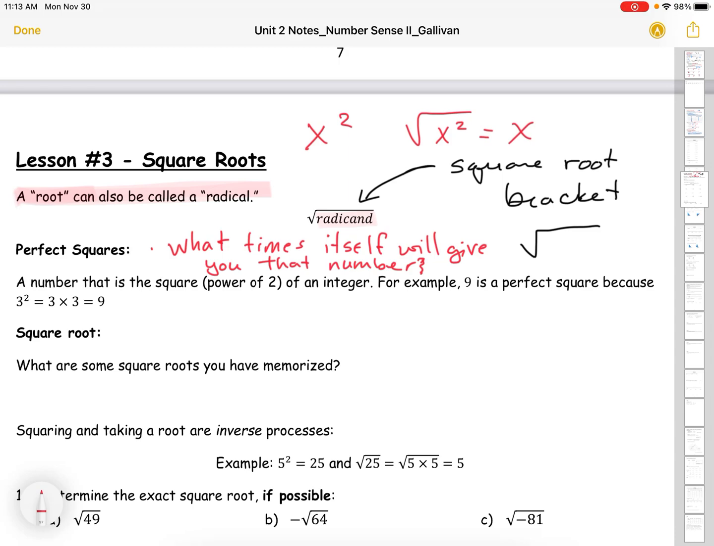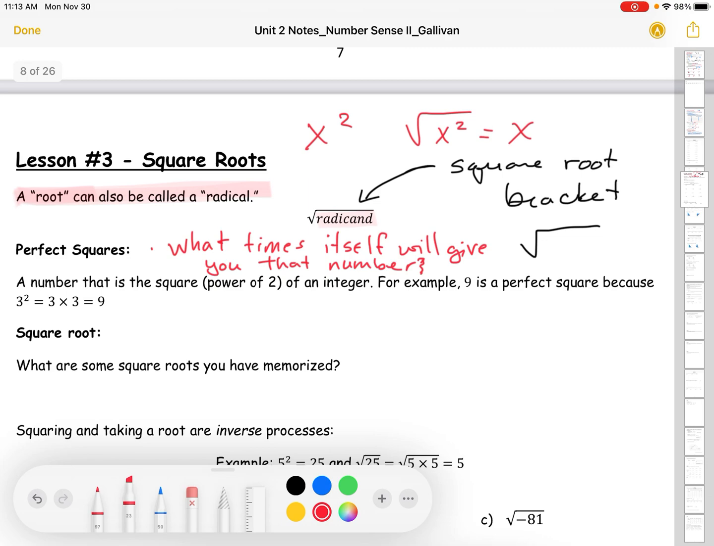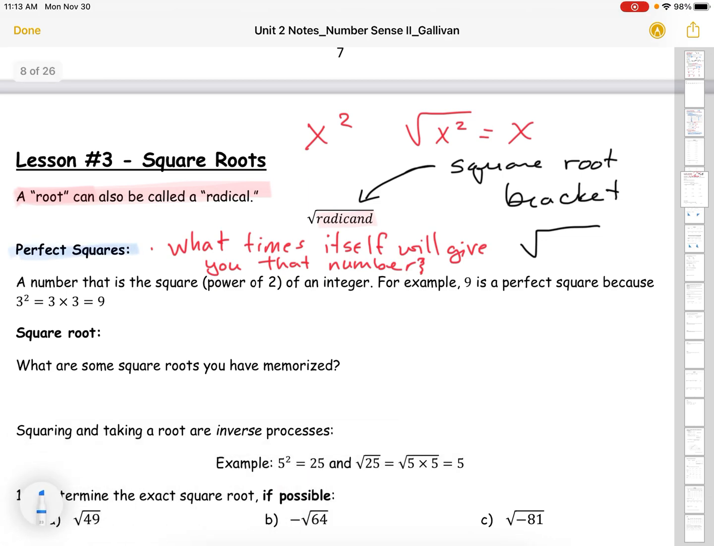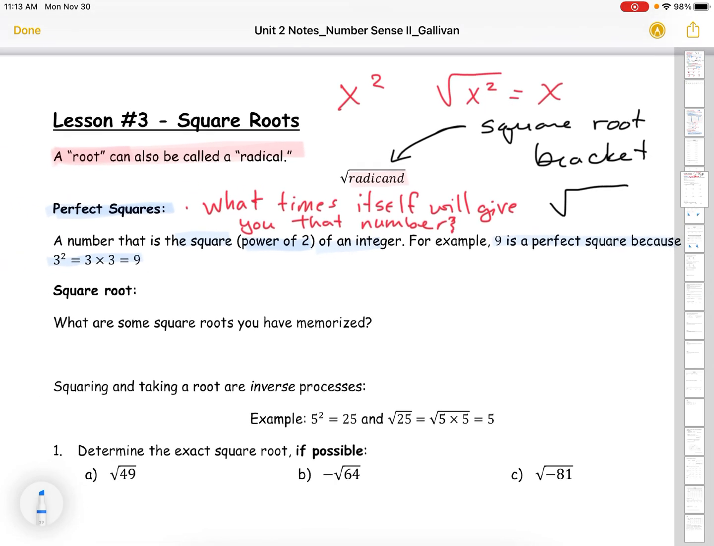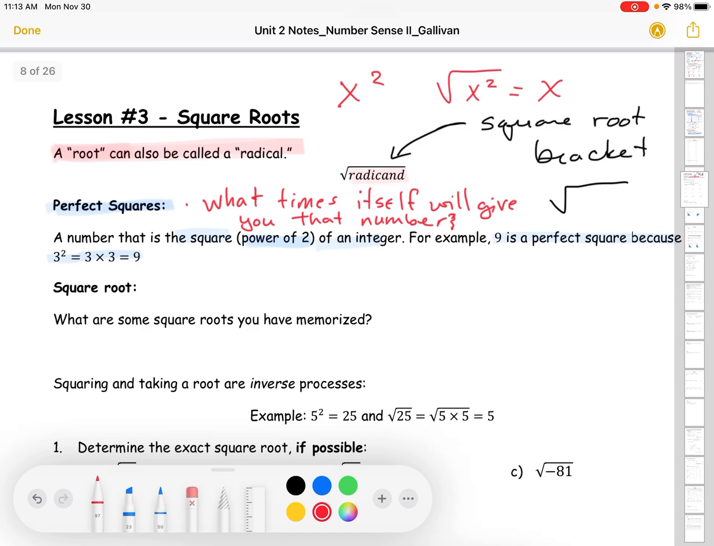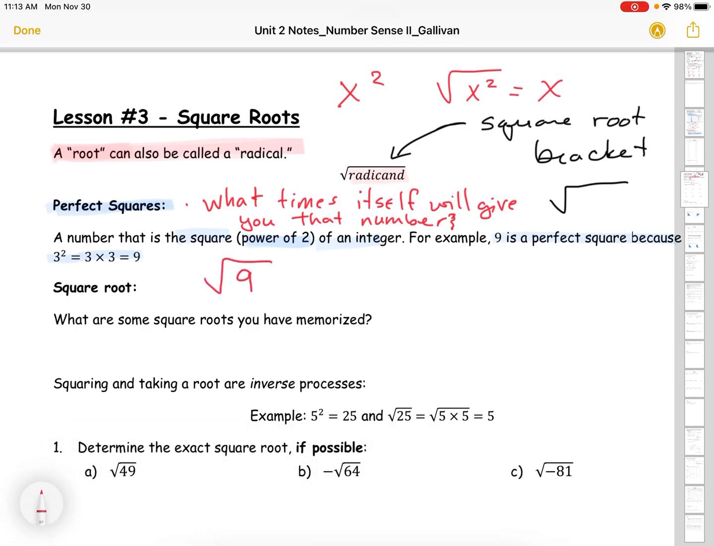Now we want to talk a little bit about perfect squares. A perfect square is a number that is a square, power of 2, of an integer. For example, 9 is a perfect square because 3 squared is equal to 3 times 3, which equals 9. Now, the neat thing with square roots is that the square root of 9 is the square root of 3 times 3. So we've said what number times itself will give you 9, so the square root of 9 is equal to 3.